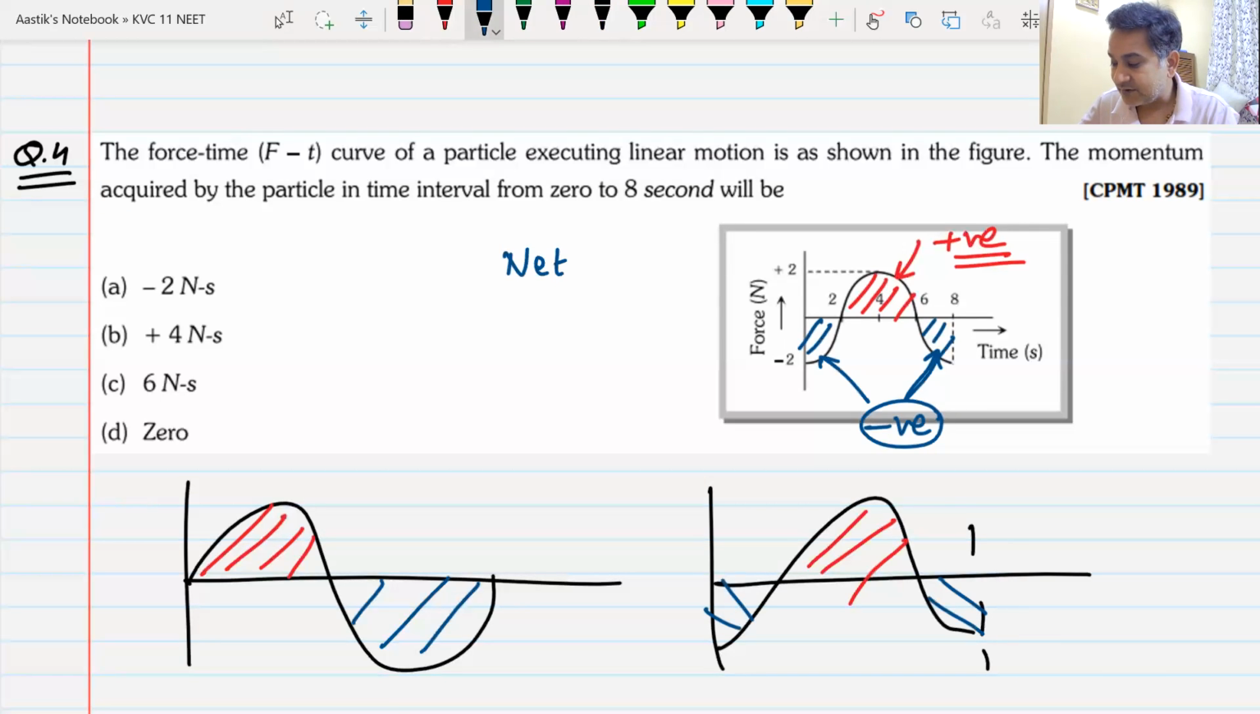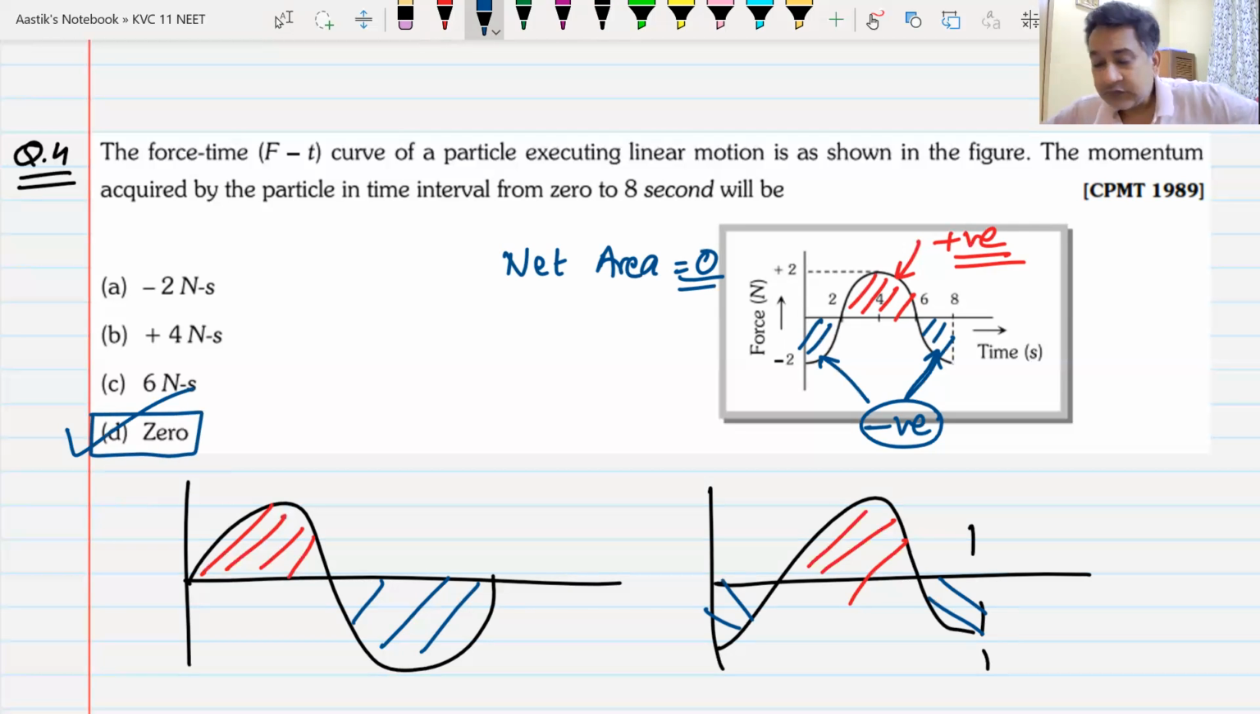Do we understand this? Net area is 0. That means there is no impulse. There is negative impulse. There is positive impulse. Both cancel each other out. And therefore, the correct answer is option D. Do we understand this? So note this down as an important point.